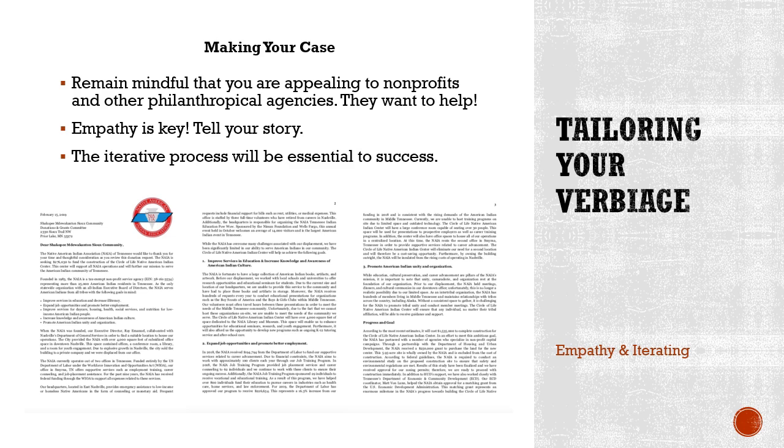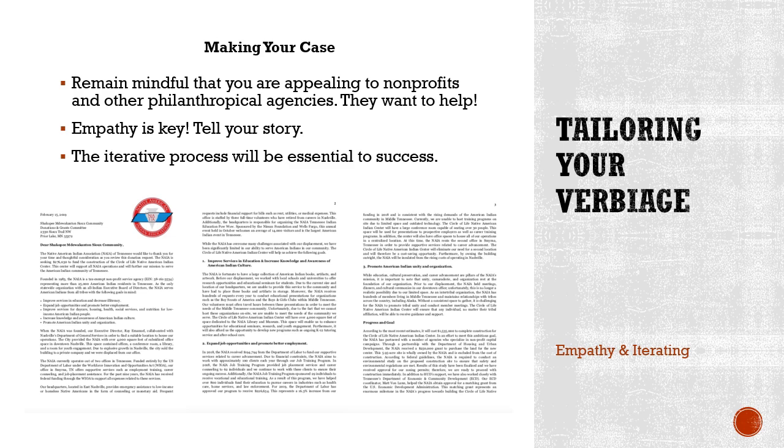Here you can see a copy of the letter which I sent to the Shakopee Mdewakanton Sioux community. Again, remaining mindful that you're appealing to nonprofits and other philanthropic agencies. This isn't a business letter. These people want to help. They want to provide assistance. But sometimes it's just not within the wheelhouse of the organizations and the type of goals that granting organization helps. So making sure that you know that you're eligible will actually help you in the long run in tailoring your verbiage and making that process easier.